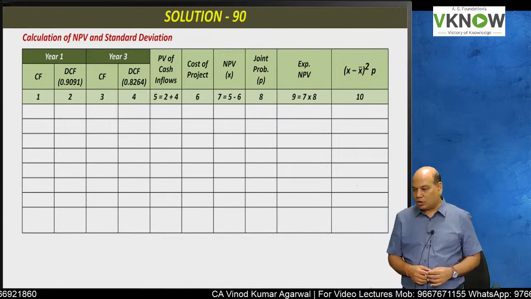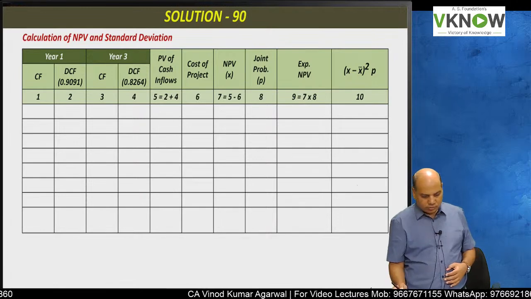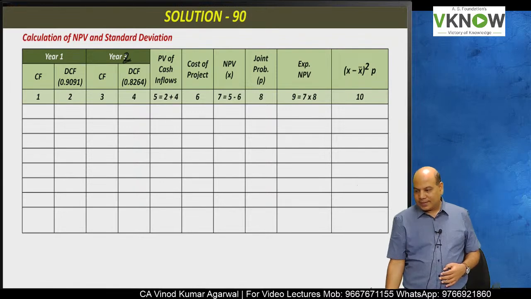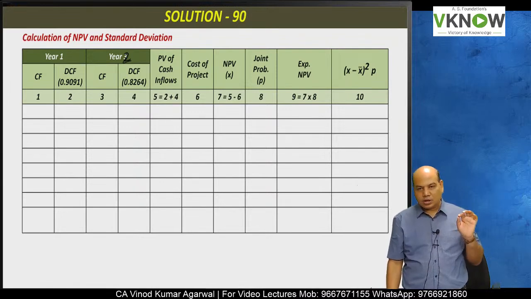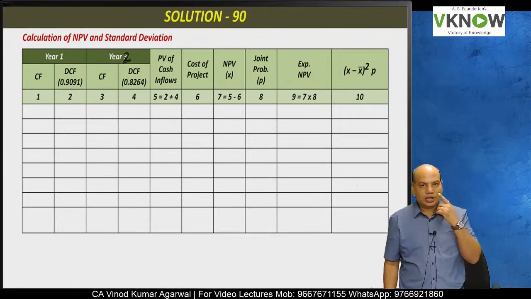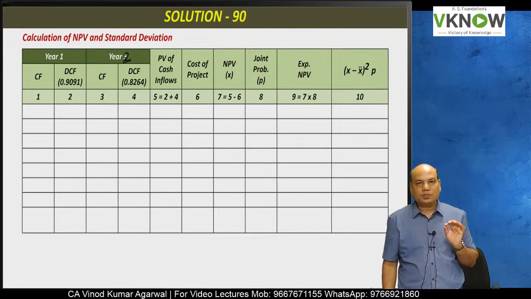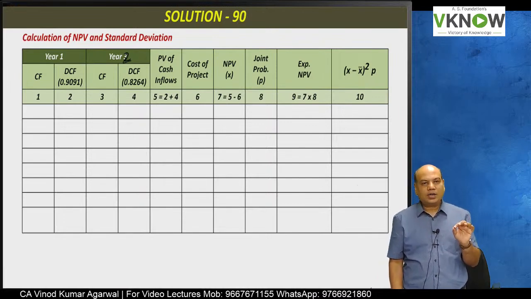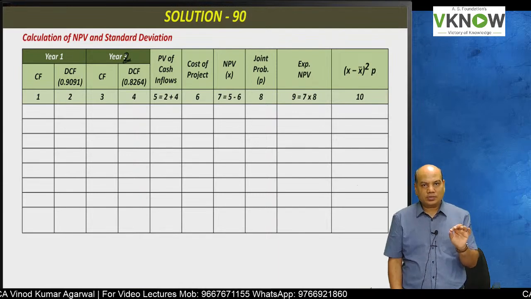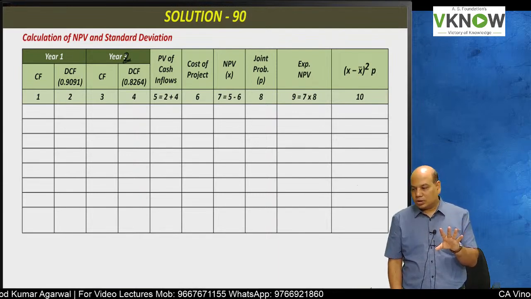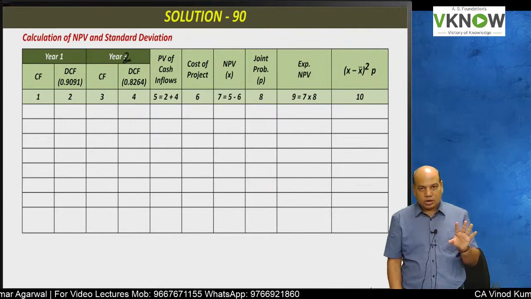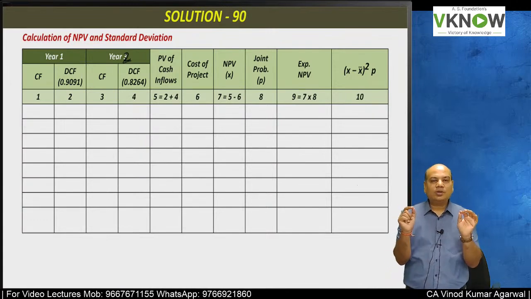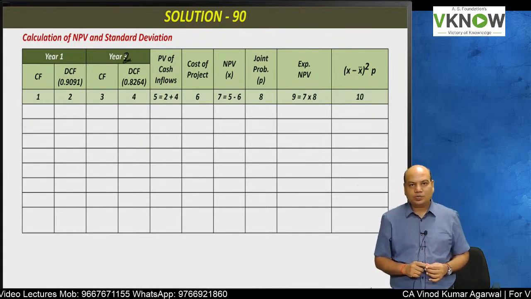Under that we have the following columns: year 1, year 2. Under year 1 we have two columns: cash flow and discounted cash flow. Discounted cash flow means present value, and to calculate the present value I will use the factor 0.9091. Then year 2 cash flow, discounted cash flow. Under discounted cash flow I will use the second year factor 0.8264.